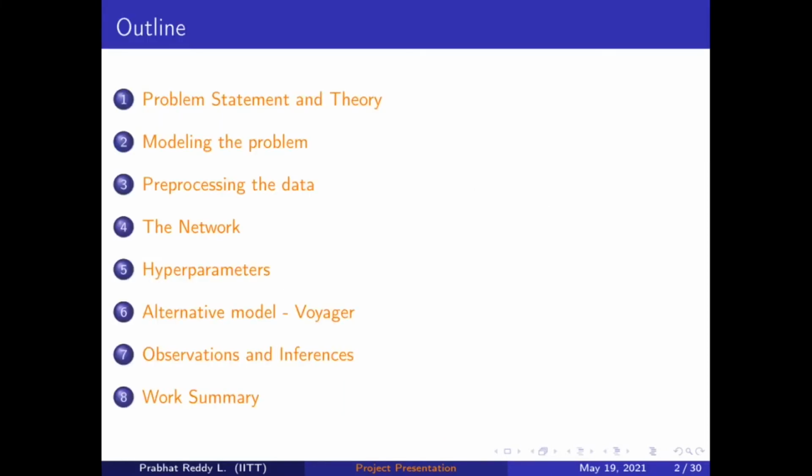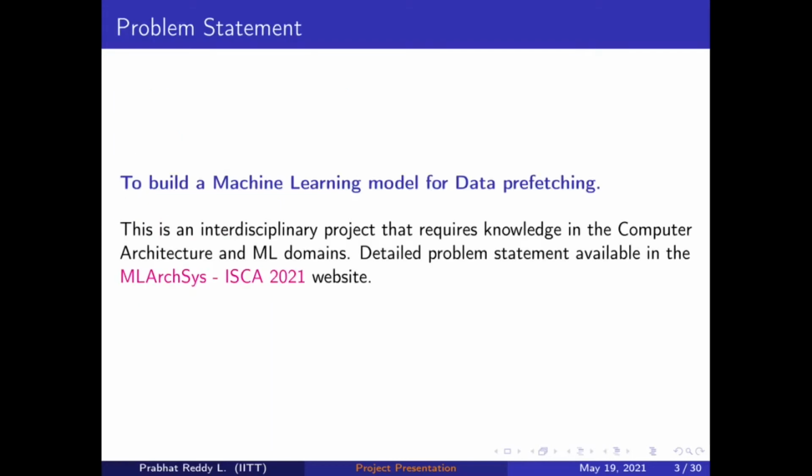So this is the outline of the presentation. First I will talk about the problem statement and how I modeled the problem. Then I will talk about data pre-processing and the network that's used in this project. I will also talk about an alternative model called Voyager, which served as an inspiration throughout the project. I will finally end with stating my observations and the summary of my work.